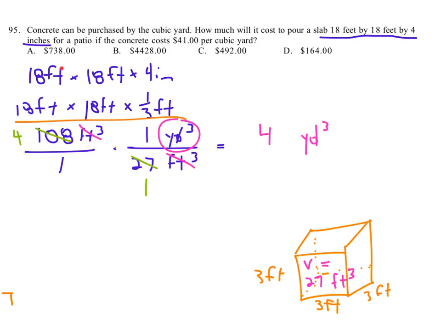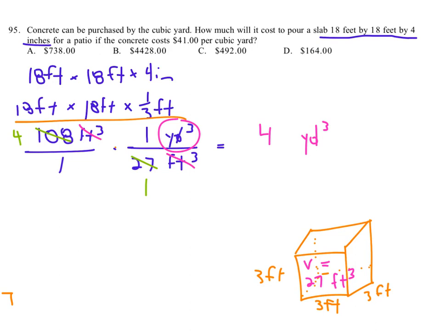Again, let's look up top. We did that by saying if it's 18 feet by 18 feet by 4 inches, then that's the same as 18 feet by 18 feet by 1/3 of a foot. 4 inches is exactly 1/3 of a foot, because there's 12 inches in a foot. Now it's all in feet, so when you multiply it together, this times 1/3 is 108 cubic feet, and we want to convert that into cubic yards. We've calculated down here that 27 cubic feet is the same as a cubic yard. So I use this conversion, canceled out there, and we get 4 cubic yards.